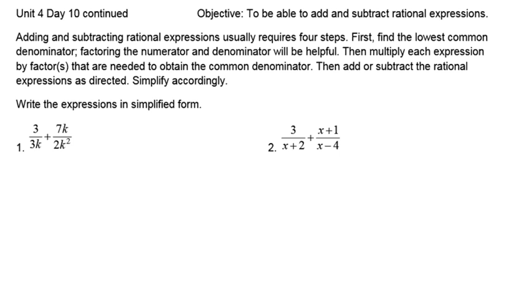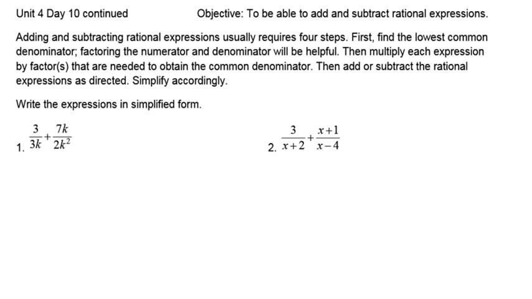Now that we've reviewed adding and subtracting fractions, we know fractions are another way of writing rational expressions, polynomials in the numerator and denominator. We can use those same concepts and put them to use here with our rational expressions, adding and subtracting them. Typically, when you're adding and subtracting your rational functions, it's about 4 steps. First of all, you always want to find the lowest common denominator. If you find the factors of the numerator and the denominator, that would be helpful.